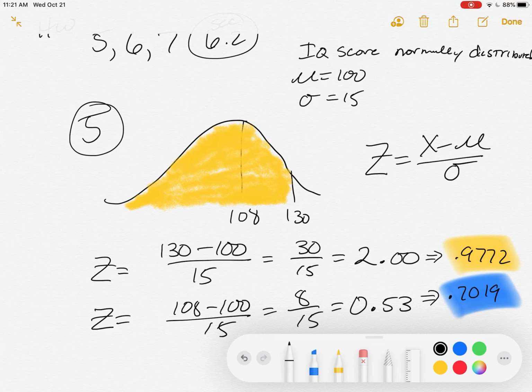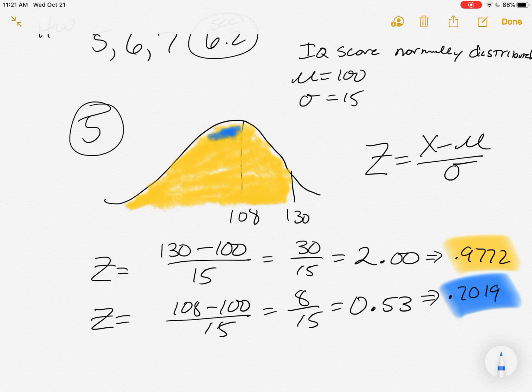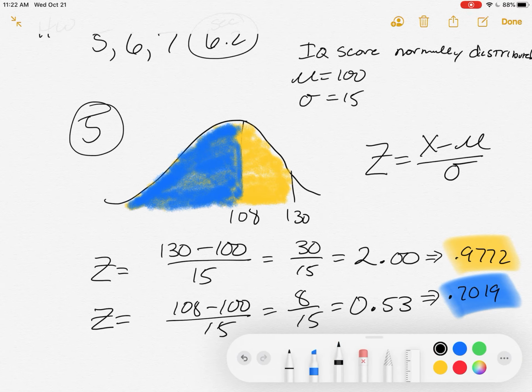And come in here, whoops, with blue. Here is the 0.7019. Everything below the 108 IQ score, meaning 70% of all IQ scores are below 108, meaning 30% are above. Okay, so it's the 70th percentile, right? Well, look, if I take the yellow and subtract out the blue, then I get exactly what I want. And so that's why it's happening, just to give you another reinforcement.